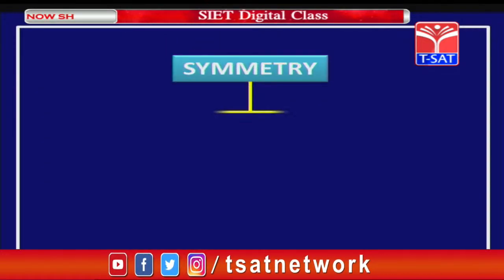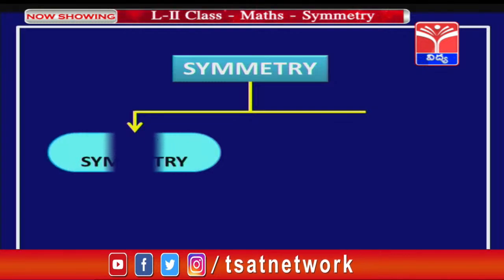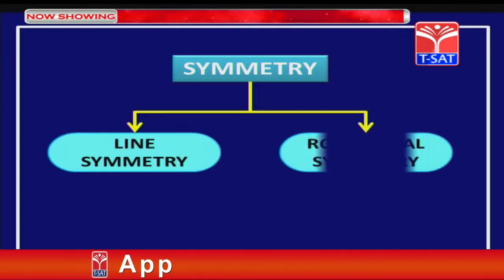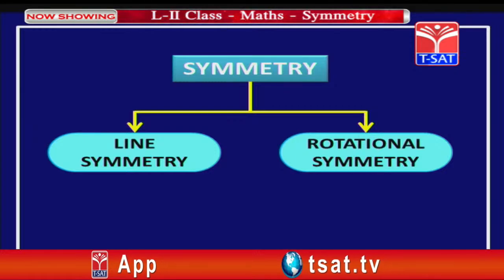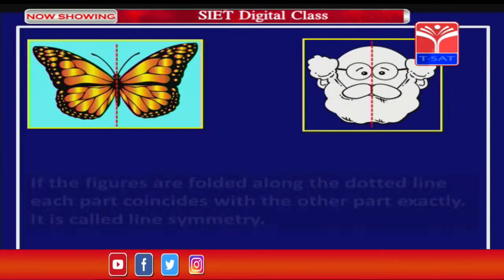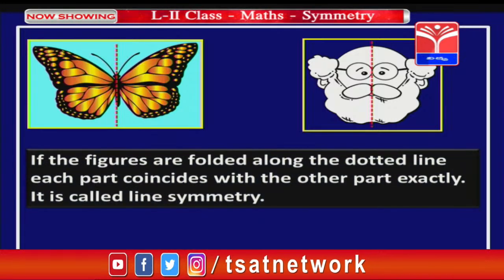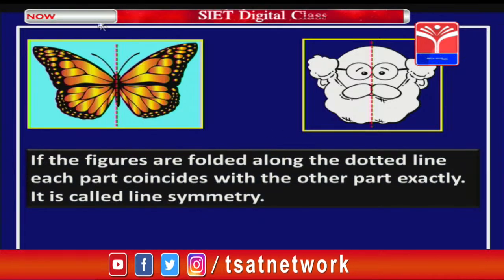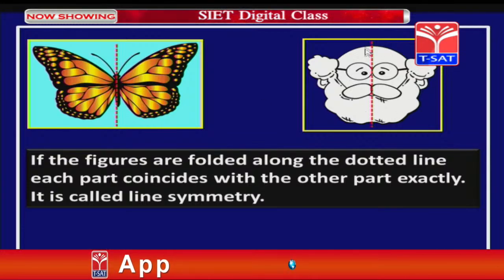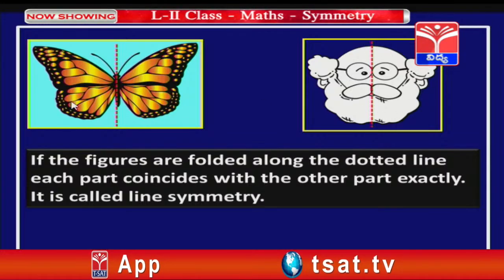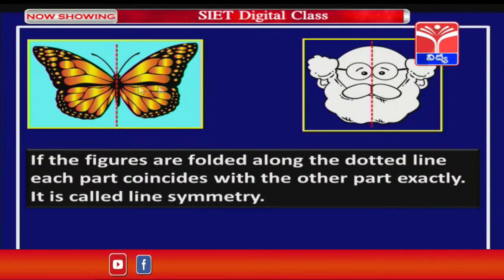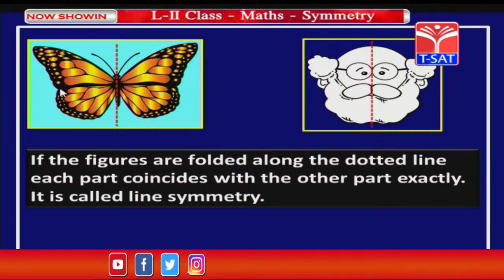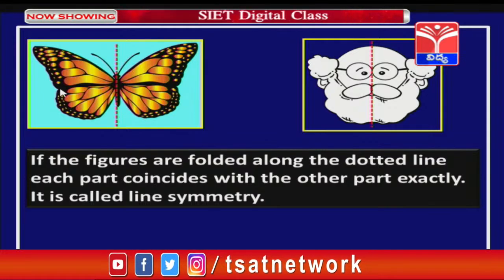Now, in this class we are going to learn about two types, that is line symmetry and rotational symmetry. So, children, first we will learn about line symmetry. Now, consider these two images that we have already discussed, the butterfly and the person, and there is a dotted line. If you fold this figure along this dotted line, each part will coincide with the other exactly. Such figures are said to have line symmetry.